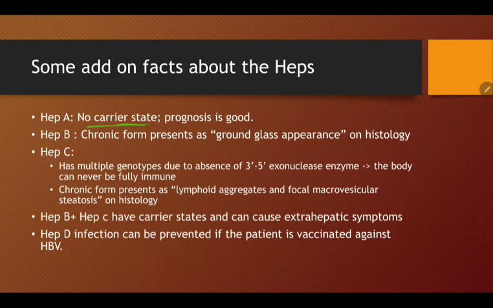presents on histology as a ground glass appearance. And it presents as a ground glass appearance because of the cloudy appearance of the cytoplasm, and that's basically because there's a lot of HBV viral proteins that are found in here. Hepatitis C. Hepatitis C, there is an absence of 3,5-exonuclease enzyme.